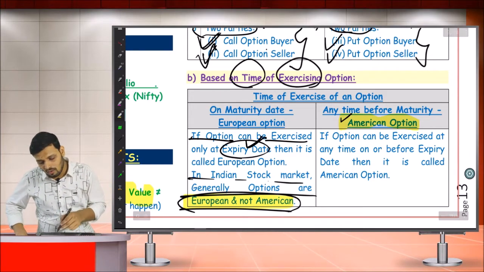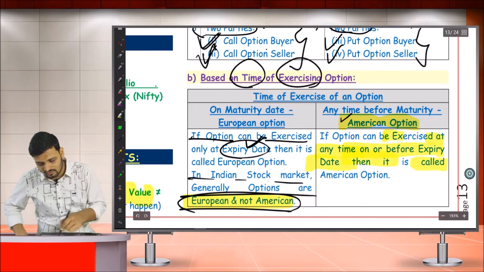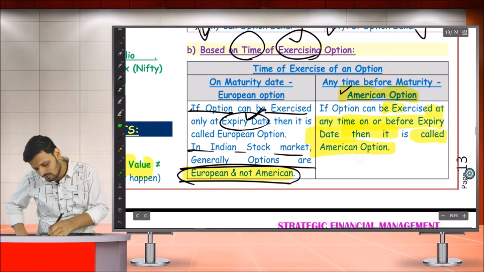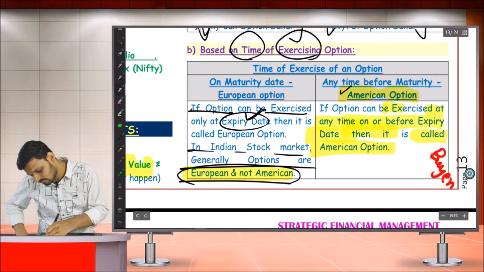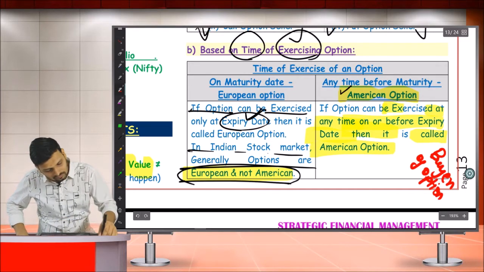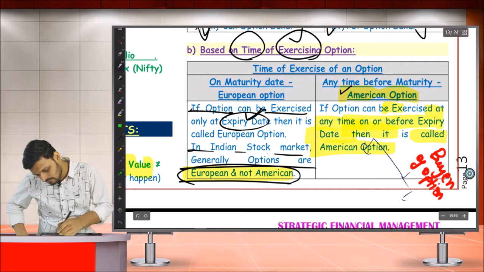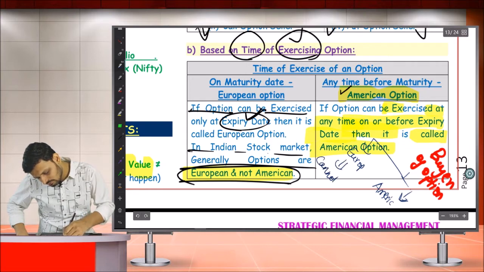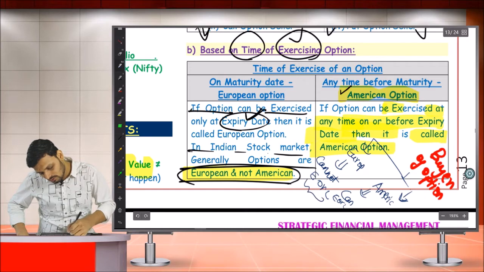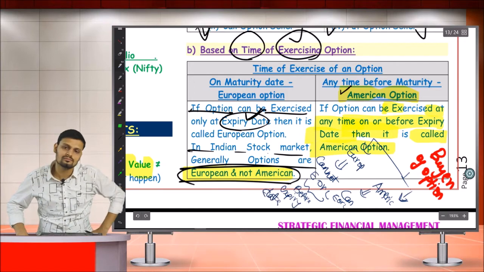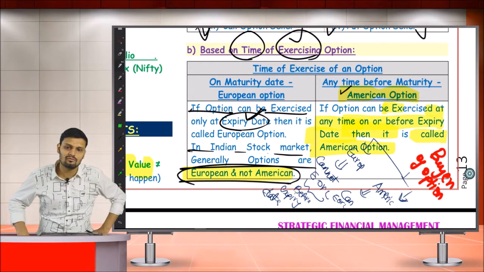American options. If option can be exercised at any time on or before expiry date, then it is called American. So in American option, the buyer of option can exercise or lapse before expiry date, whereas in European, the buyer cannot. I hope you got this understanding of what is European contracts, what is American contracts, and in India, what is prevalent.